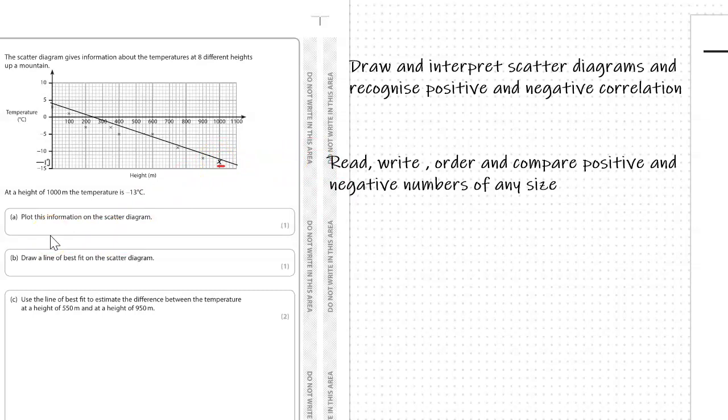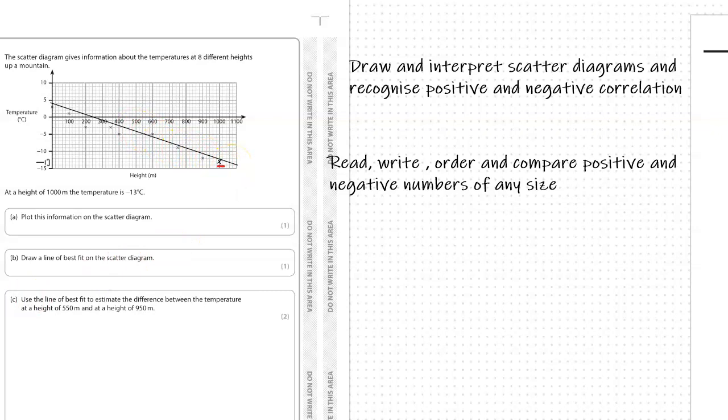B, draw a line of best fit on the scatter diagram. Again, I've put that line in. So the line is always straight. It doesn't have to go through all the points, doesn't have to go through any of the points, but just what you think is the best fit for all the points there, as long as it's a straight line. So I have put this line here.